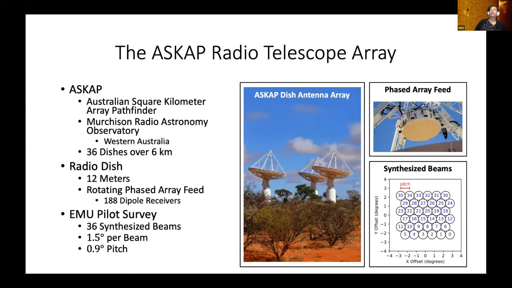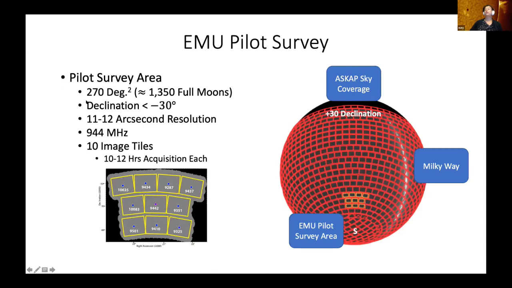Okay, so anyway, it has 36 synthesized beams. Each beam has a 1.5 degree field of view and a pitch of 0.9 degrees, which basically means it has a uniform sky coverage of 270 degrees of sky. So what this shows is the ASKAP telescope, proposed telescope, which will cover all the way from the South Pole to 30 degrees declination. And the pilot survey, which is basically doing a dry run and testing the telescope instruments, is just doing this small area here that's in yellow.